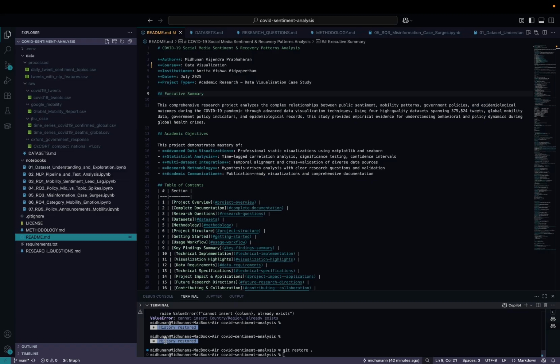So why do we have to create this project? The purpose of this project is that by understanding these relationships, we can build better early warning systems and more effective crisis management strategies for future pandemics.